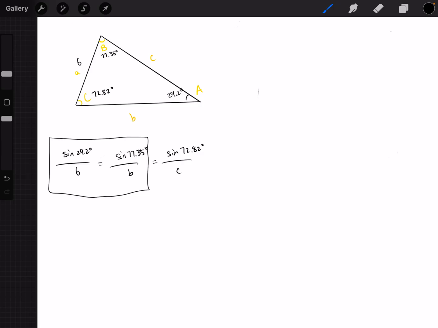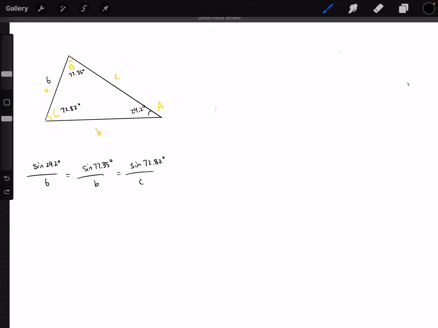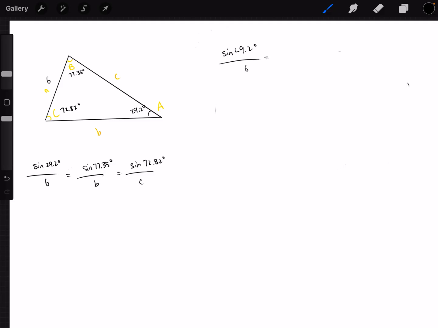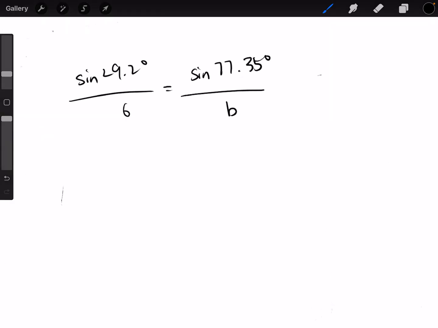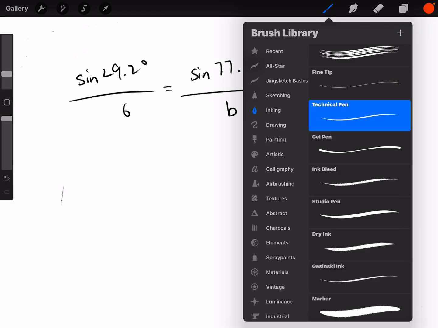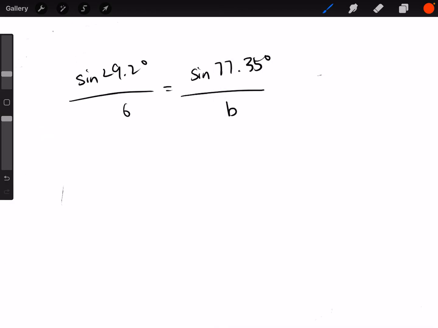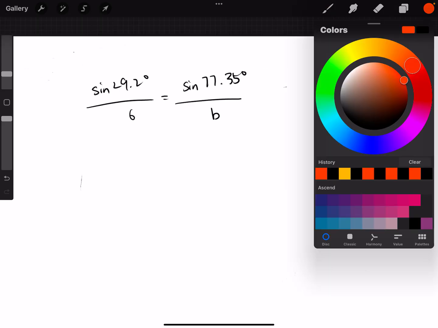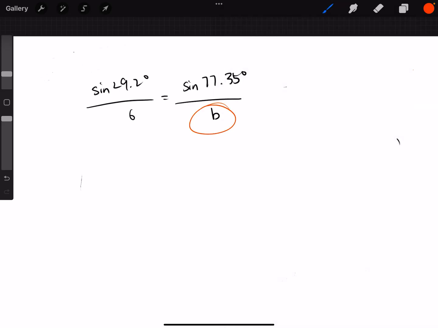So we have this formula over here, right? Where lowercase b is the only unknown variable. So we can start with that. Let's move it here. Sine 29.2 over 6 is equal to sine 77.35 over b. All right, let's do algebra. Once again, we are going to get b out of the denominator because it's very hard to work with. We can just multiply both sides by b.